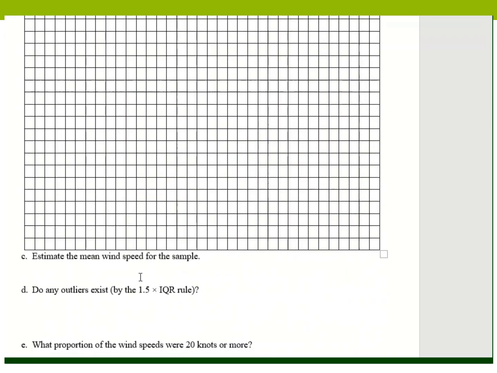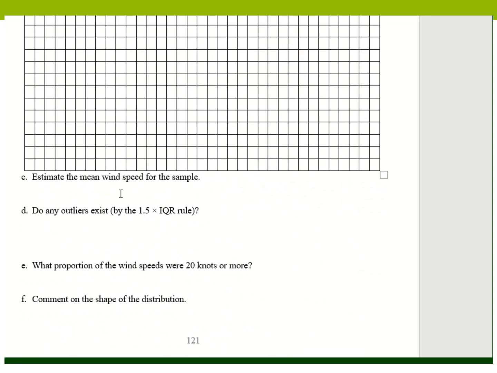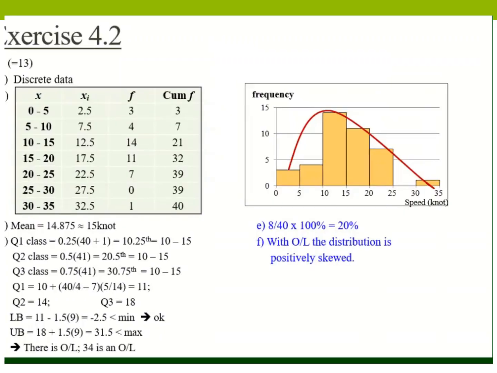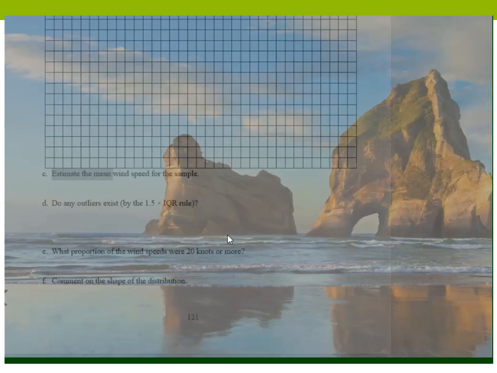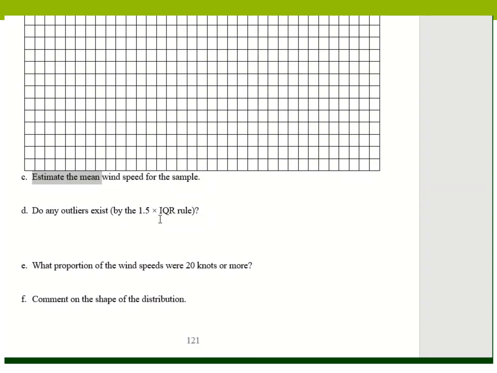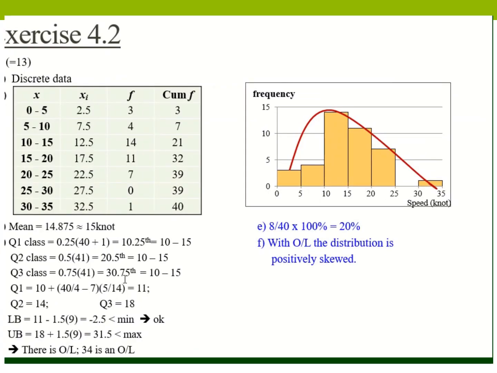All right. Estimate the mean. When they ask you to estimate, you cannot use your formula. You could estimate from your histogram, crisscross and come down. Okay. Any outliers exist? Use your lower boundary, upper boundary and find whether there is any outlier or not. Okay, yes, there is an outlier which is 34.